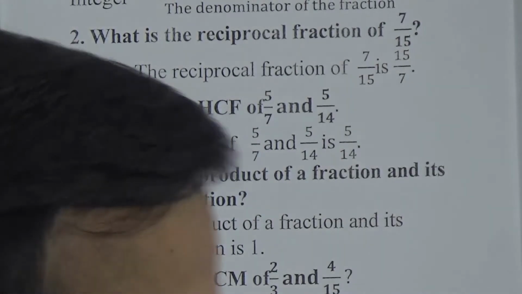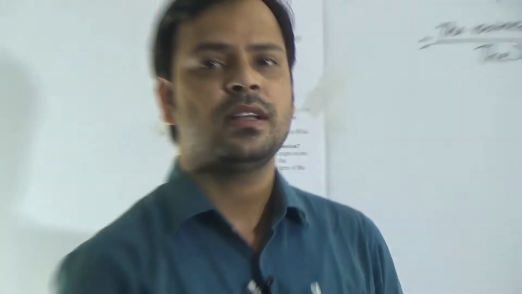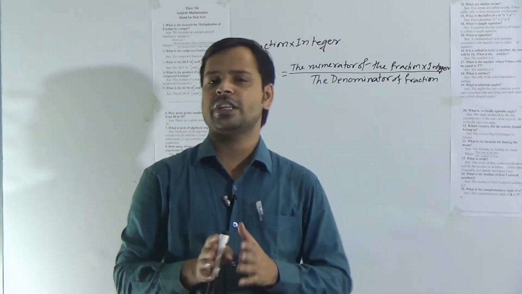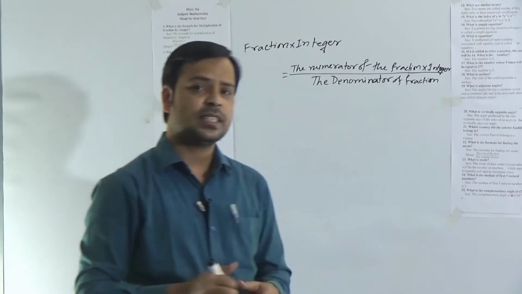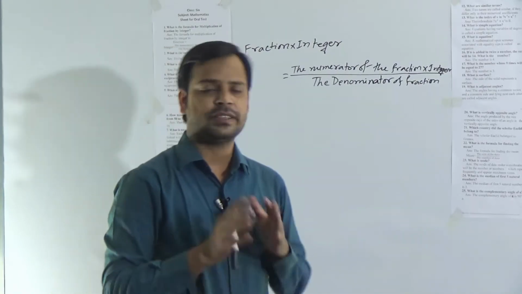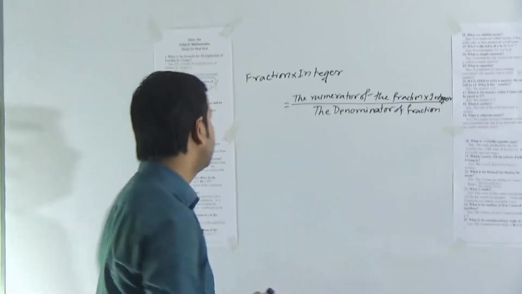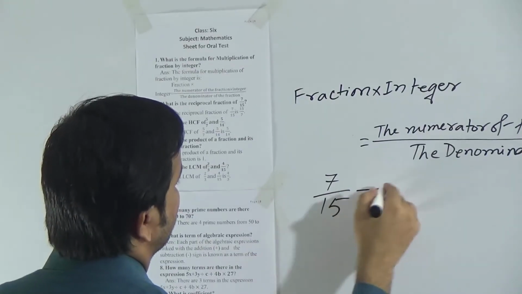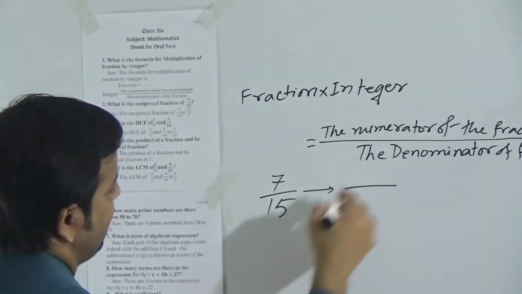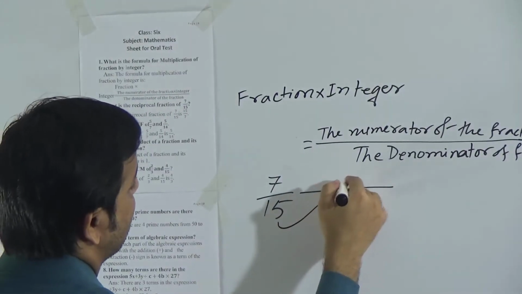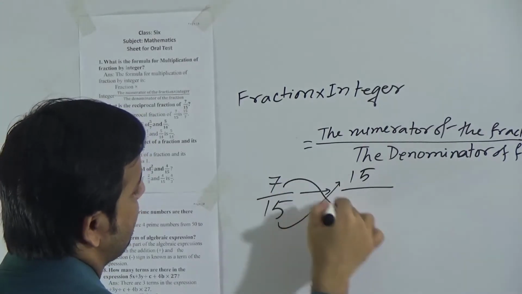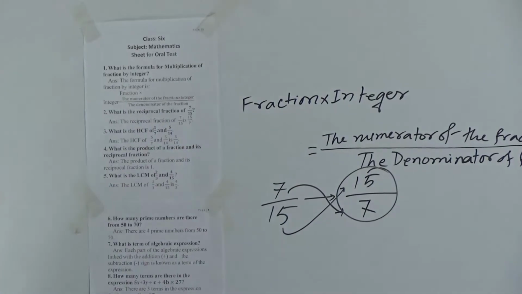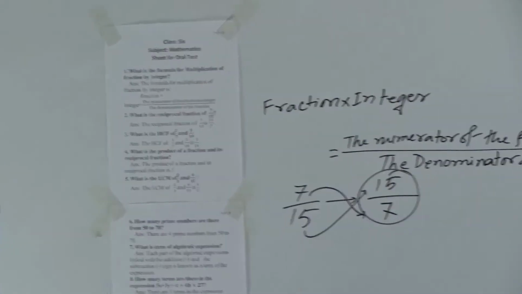Dear students, you know reciprocal fraction means the opposite fraction. It means that the numerator and denominator are flipped. The numerator will be the denominator and the denominator will be the numerator. Here the numerator is 7 and the denominator is 15. So the reciprocal of this fraction will be: this denominator goes to the numerator, so it will be 15, and this numerator goes to the denominator. So 15 by 7 is the required reciprocal fraction.